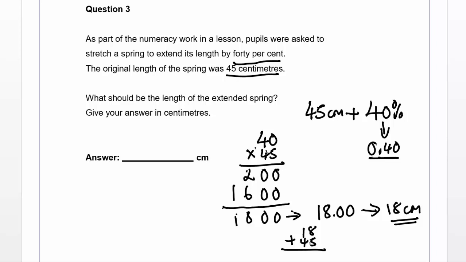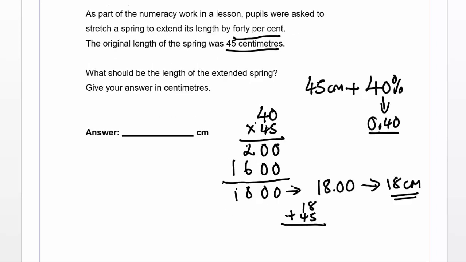Let me just scroll down just a tad bit there. 18 plus 45, that's going to be 13, and that's going to be 6. So that gave me 63 centimeters. There is another way to do it. Let me just write the answer in there, 63. There is another way to do it, and I'm going to show you.